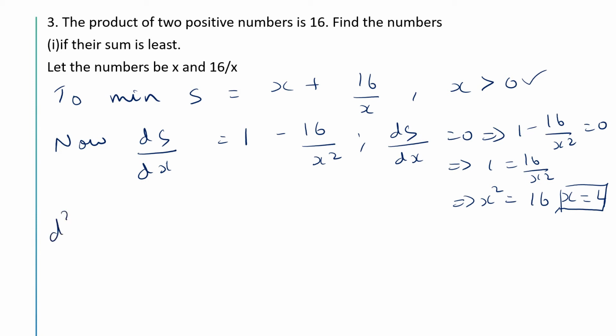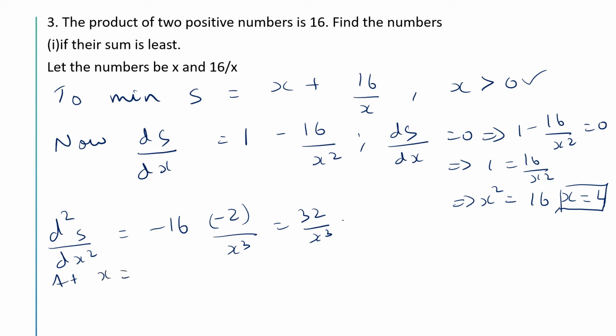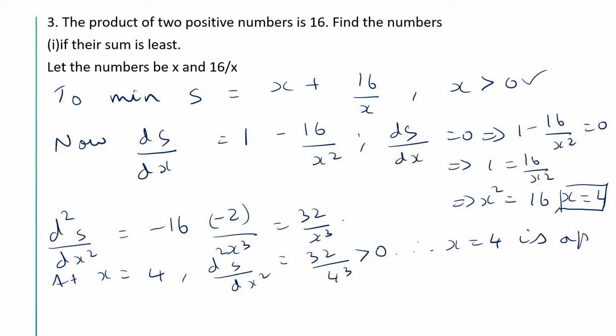Now we will find d square S by dx square. d square S by dx square is minus 16 into minus 2 by x cube, or it is equal to 32 by x cube. So at x is equal to 4, d square S by dx square is equal to 32 by 4 cube, which is greater than 0. Therefore, x is equal to 4 is a point of maxima.